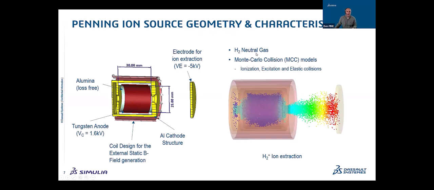hydrogen dihydride neutral gas. We're creating a plasma, as Richard has talked about, and it includes a Monte Carlo collision model with ionization, excitation, and elastic collisions. And by the combination of these fields, you get a positive hydrogen molecule ion extraction, with the color here indicating the particle energy. So we can simulate a variety of ion sources with CST and Opera, and this is just an example.